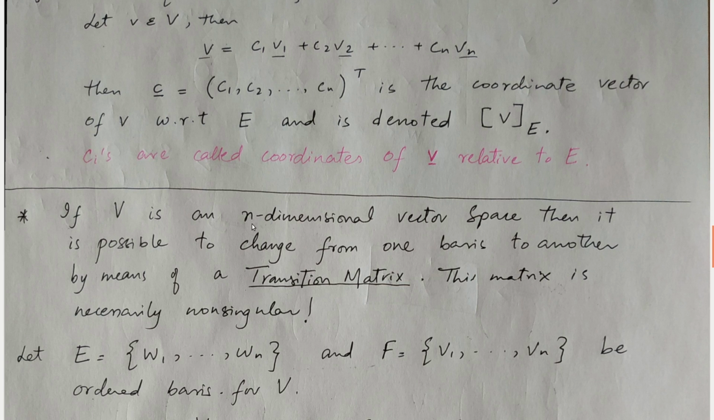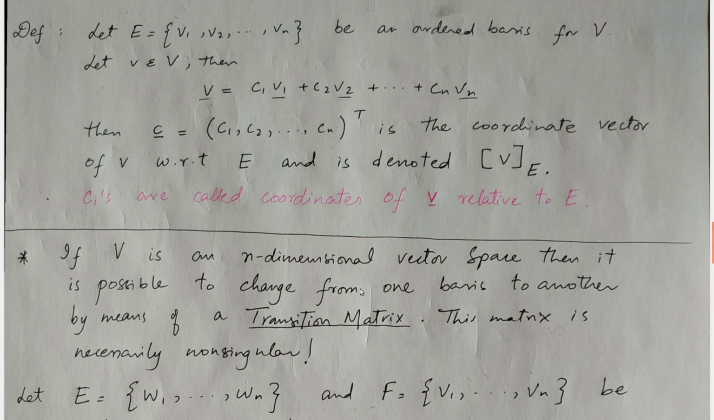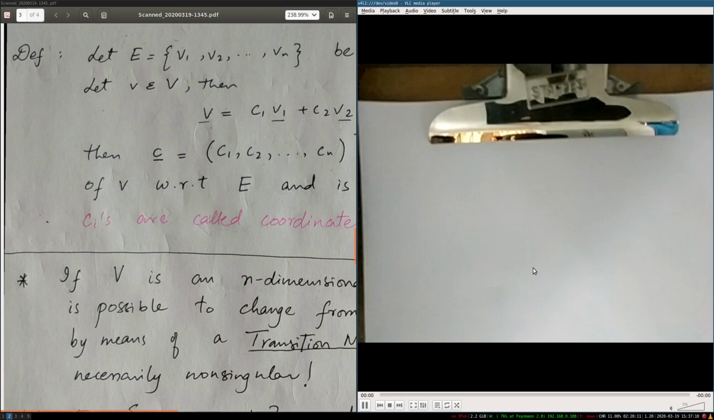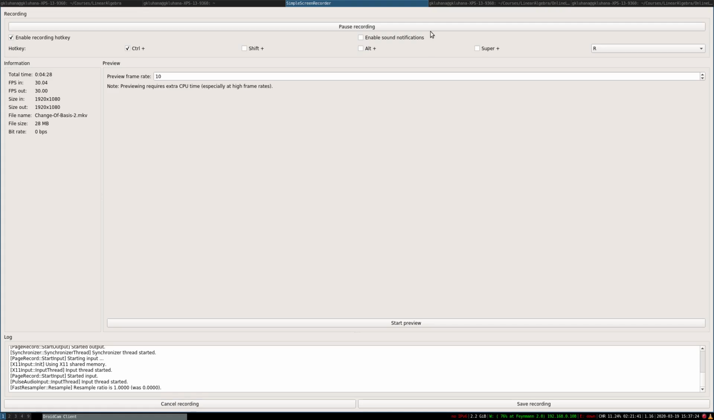Okay, so if V is an n-dimensional vector space, then it is possible to change from one basis to another by means of a transition matrix, which means even if these vectors were polynomials or matrices or anything, you can still use the idea of a transition matrix, because of coordinates. Let's show that idea a bit in detail, and so let's demonstrate this idea.